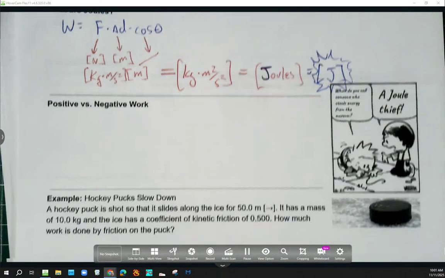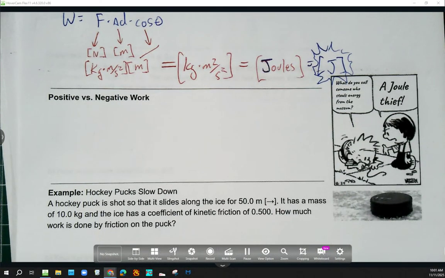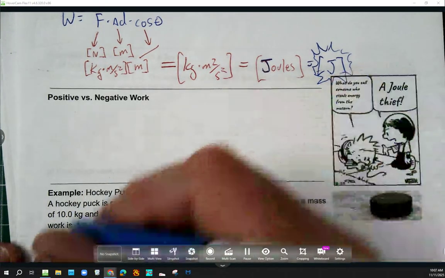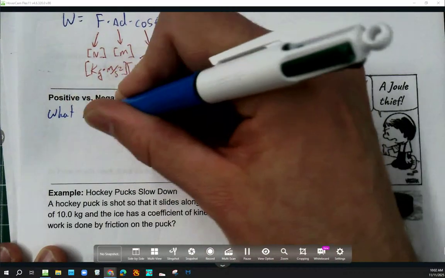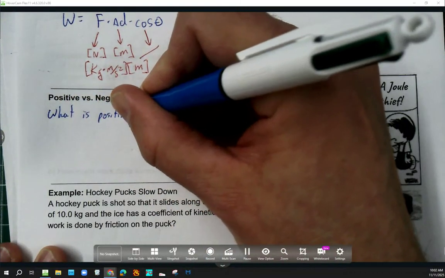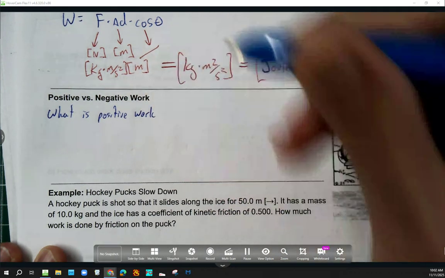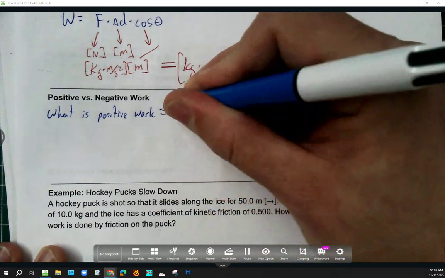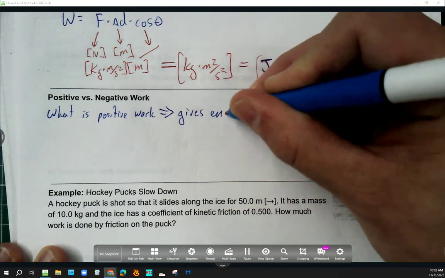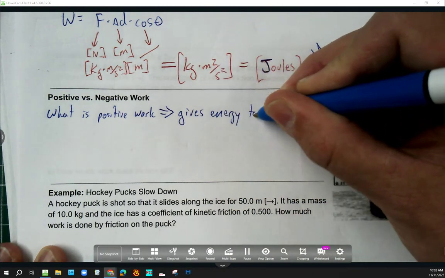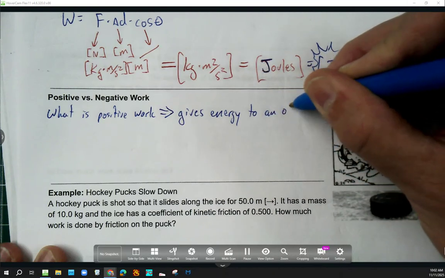Yeah. All right, so positive versus negative work. So what we just talked about just now was positive work. And so I want to just pose the question, what is positive work? Oh, negative work. So positive work is when you give energy to an object. Could be to an object or system.